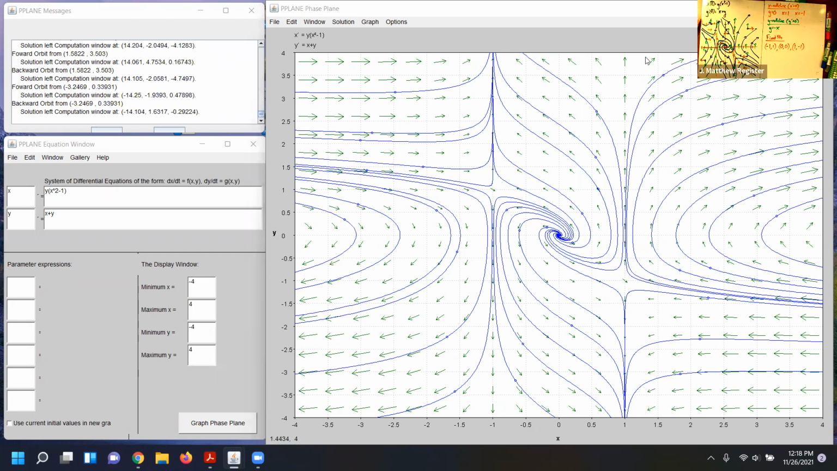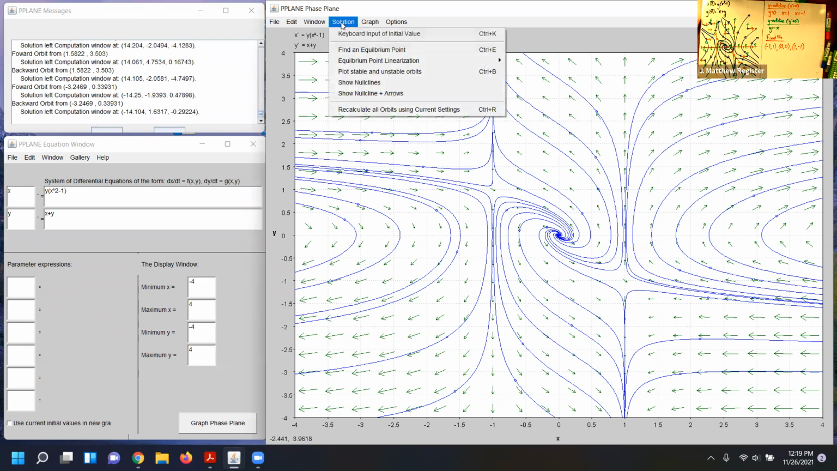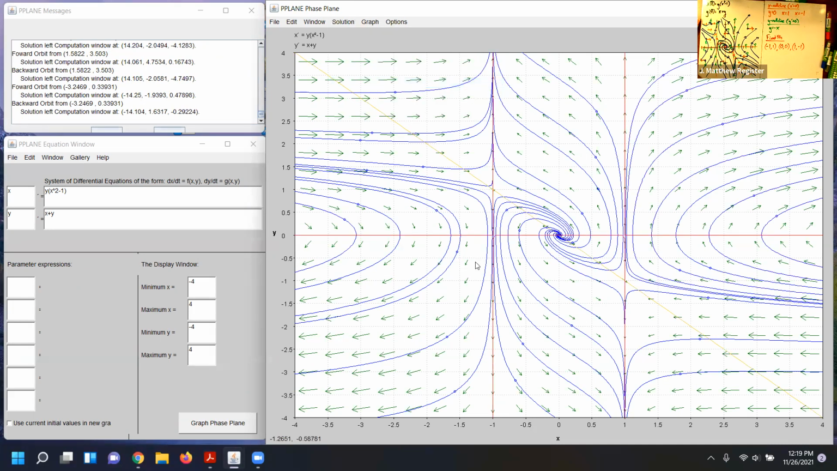Excellent. Now, if you want, this system also will show you the null lines if you'd like. And there we can see exactly the null lines.